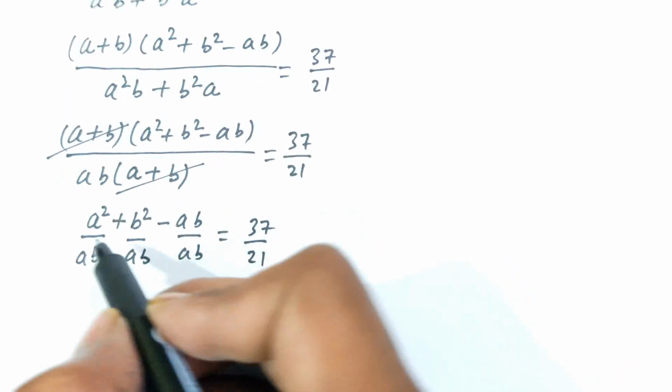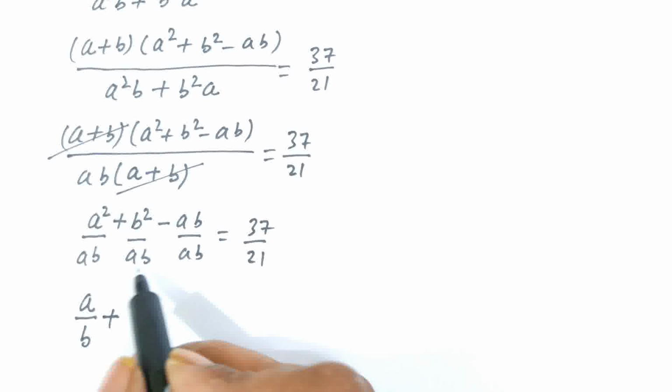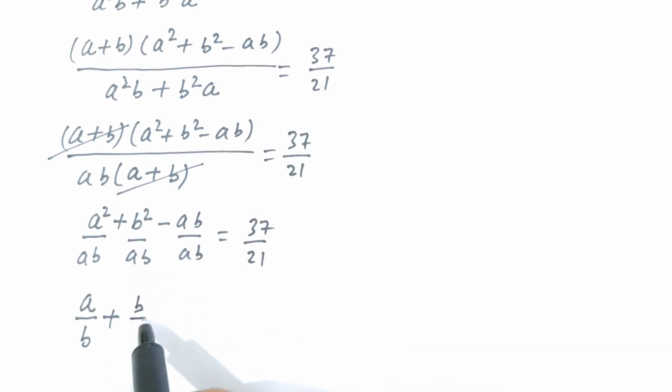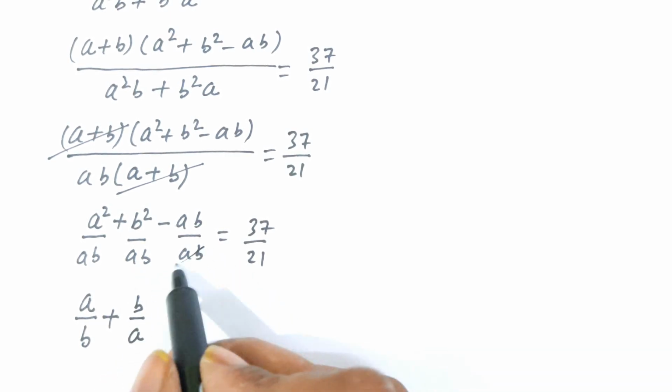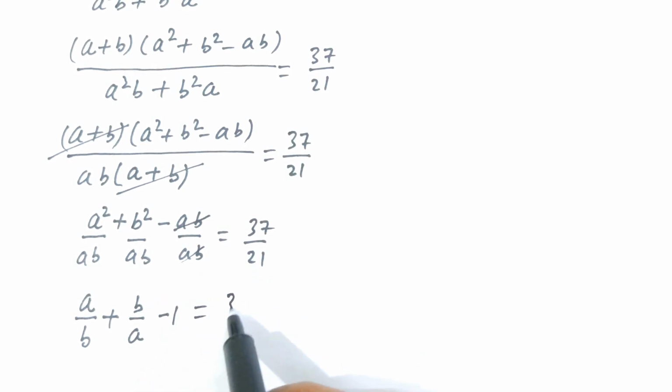Now a square divided by a times b, then we get a divided by b, plus b square divided by a times b, then we get b divided by a, and this a times b and this a times b are cancelled out, so here negative 1, and this is equal to 37 divided by 21.